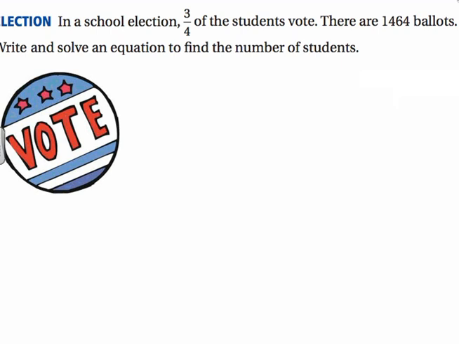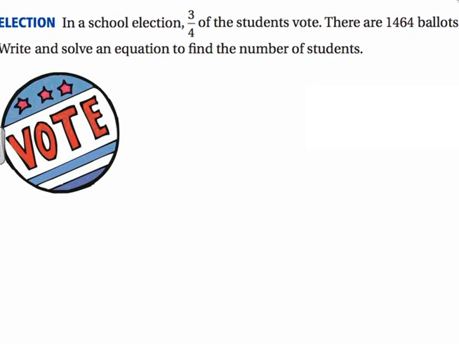Okay, last one. We have a school election where 3/4 of the students vote. There are 1,464 ballots. We want to find the total number of students in the school. So first, it might be a good idea to check whether we're looking for a number bigger than 1464 or smaller. Since only 3/4 of the students voted, we're going to need a bigger number because those 1464 ballots don't represent everyone, but only a portion of the school.